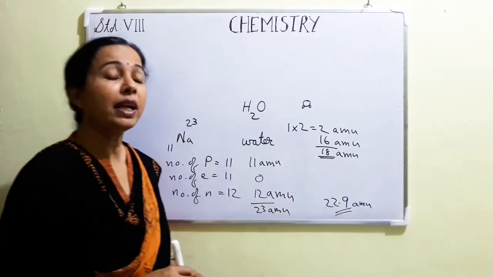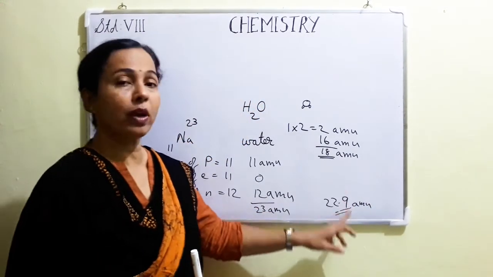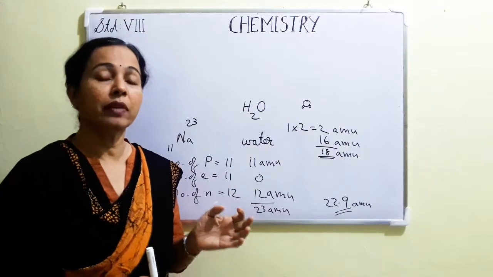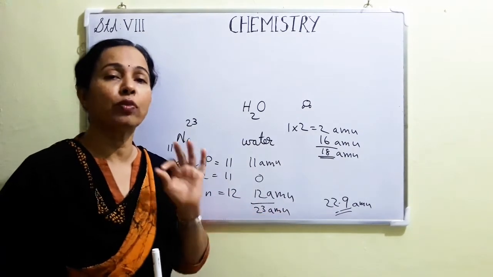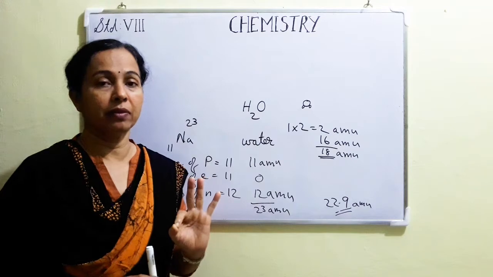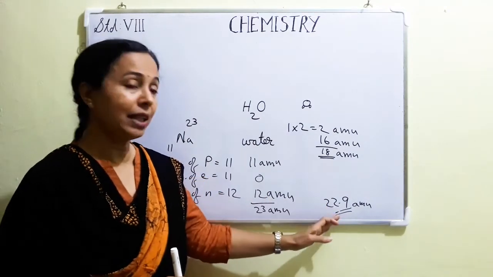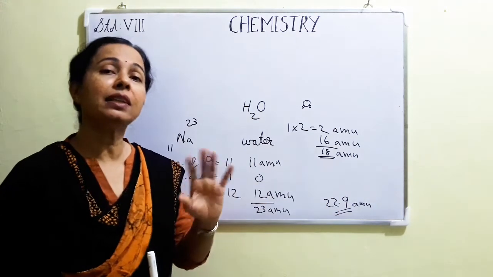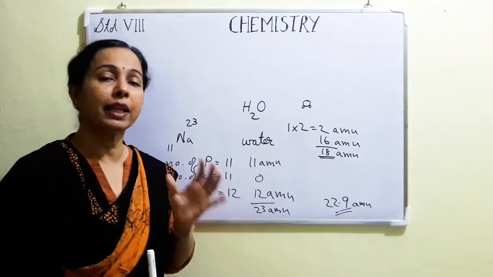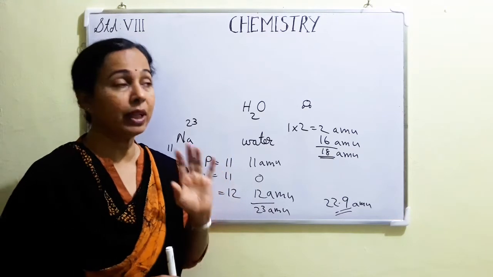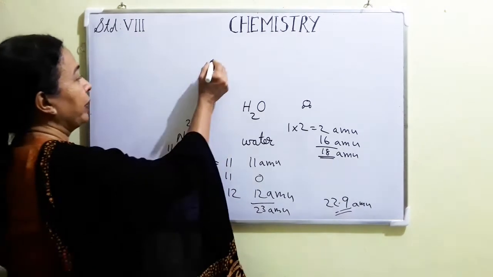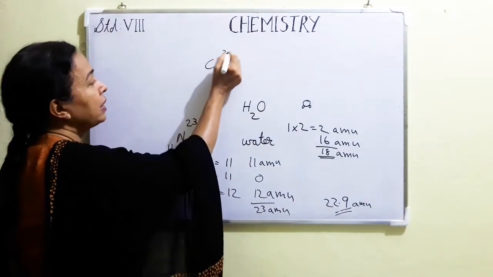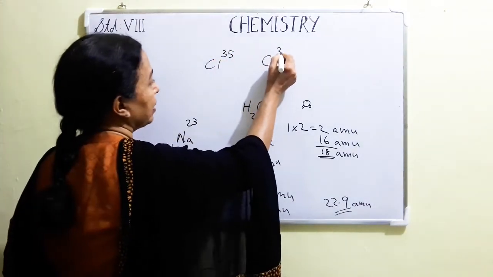Okay. Why is there a decimal place in the case of atomic mass? It is because we are considering all the isotopes of that particular element. We calculate the atomic mass by taking the average of all the available isotopes of that particular element. For example, I will tell you chlorine. Chlorine 35 is there, chlorine 37 is there.